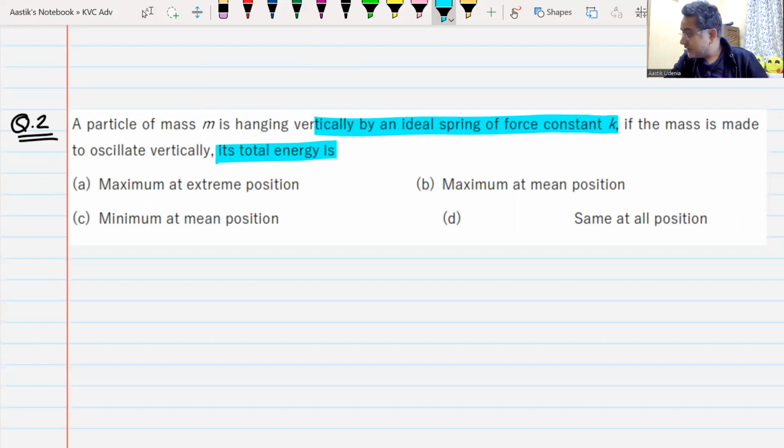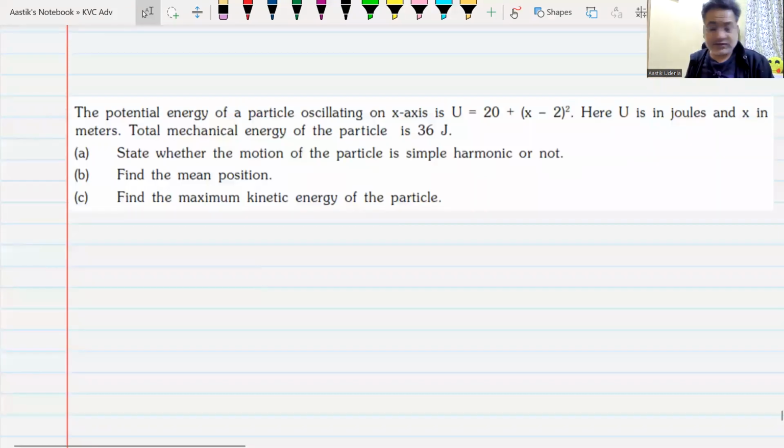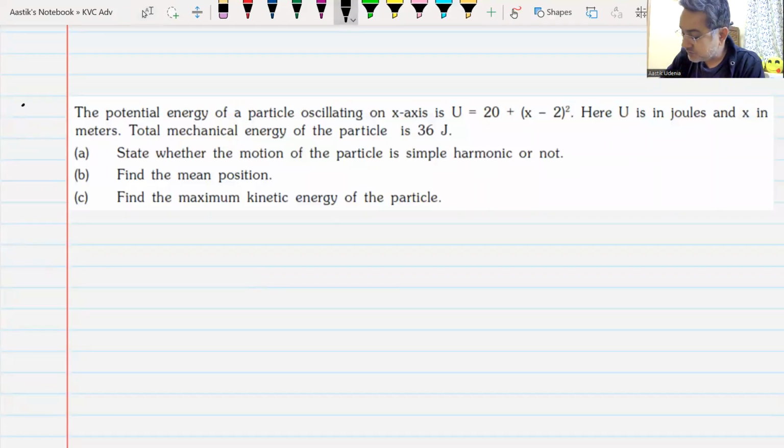Okay, then this question, and the reason we are doing it is that you can get a question where potential energy is not zero at the mean position. Question number 3. I told you potential energy may not be zero at the mean position. The potential energy of a particle oscillating on an axis is U. We did a similar question on force. I hope you remember that question. Where U is in joules and x is in meters. Total mechanical energy of the particle is 36 joules. State whether the motion of the particle is simple harmonic or not.